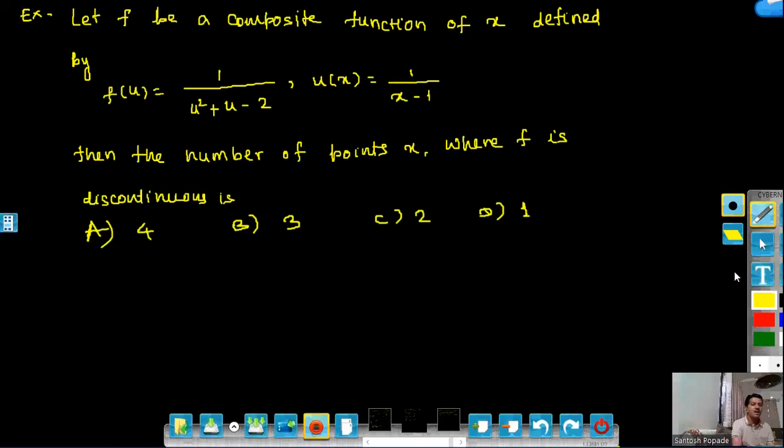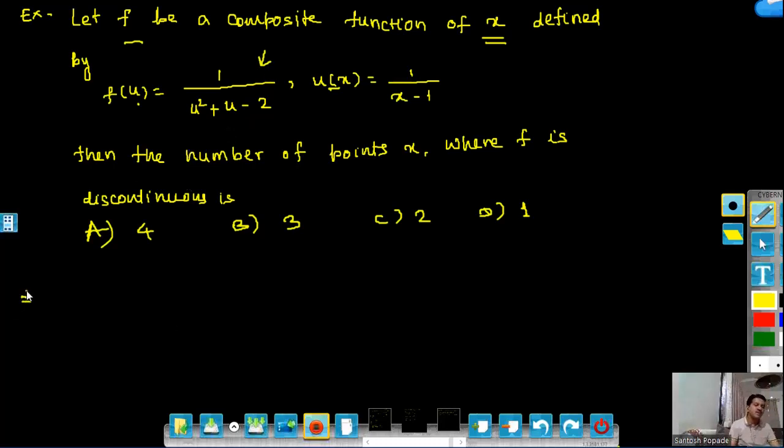Let us see now more examples. See this one. f is a composite function of x defined by f of u equals 1 upon u square plus u minus 2, and u of x is 1 upon x minus 1, and we have to find the number of points of discontinuity, the number of points x where f is discontinuous. We have to find the values of x for which this composite function f, which is a function of u first and then u is a function of x, is discontinuous.